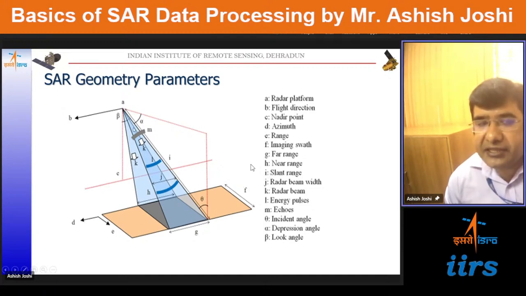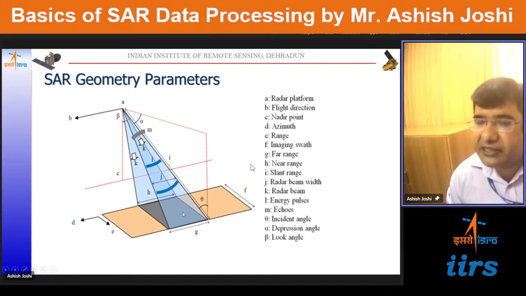I is the slant range. As the radar is transmitting the signal, all the SAR processing is done in the slant plane. So this is called the slant plane, and this I is called the slant range. J is the radar beam width. L is the energy pulses, and M is the echoes. Echoes means the backscattered pulses.